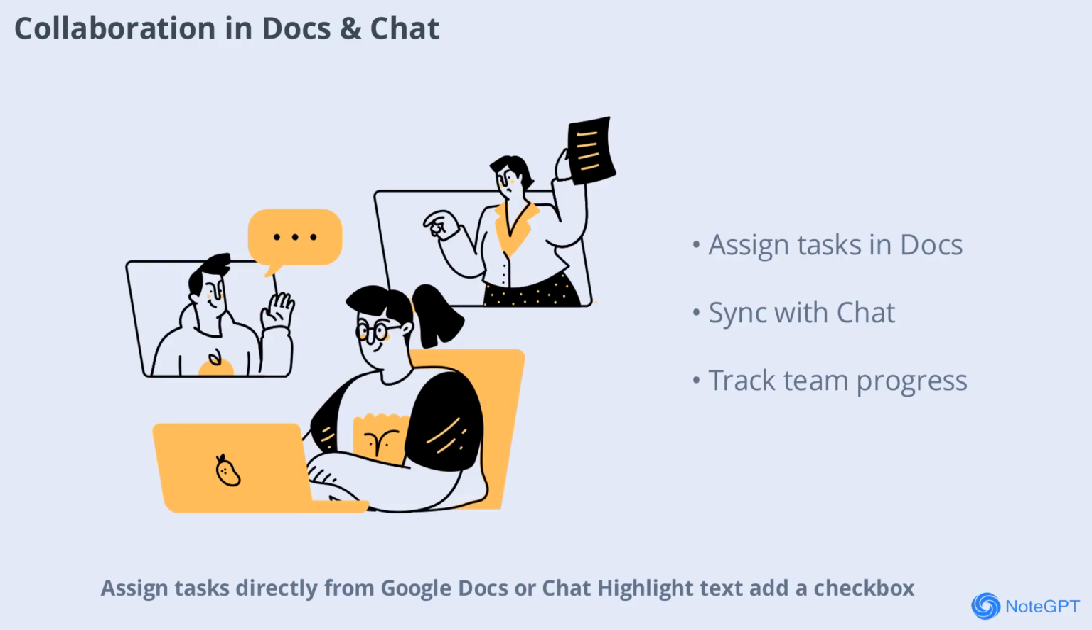Assign tasks directly from Google Docs or Chat. Highlight text, add a checkbox, and assign it to a teammate. Tasks sync automatically to your inbox, and you can track progress inside shared documents. Use Google Chat Spaces to delegate and monitor deadlines, keeping your team aligned without endless meetings.